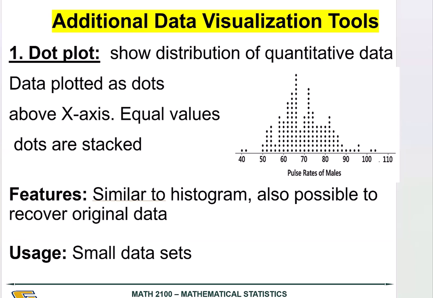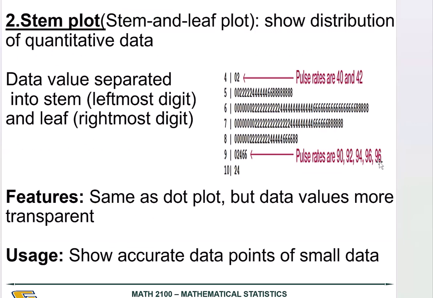For a large data set, maybe say 30,000 pulse rates, you don't want to mess with this kind of dot plot, right? Histogram is still better. Another different version is called a stem plot, a modified version of the dot plot. It does tell you what the dot plot tells you, but it does a better job in the sense that it can help you see exactly what each value is.